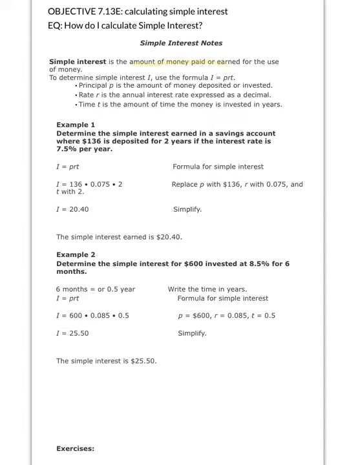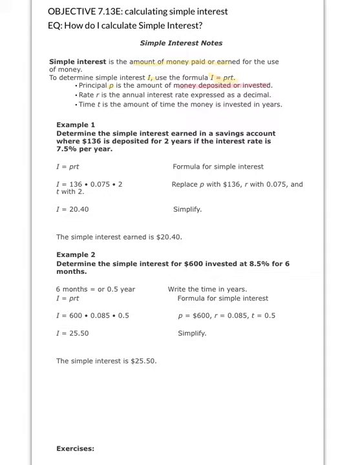To determine the simple interest, that's I, circle or highlight it if you have a highlighter. Use the formula I equals PRT. I equals PRT stands for interest equals principal times rate times time. Principal is the P, and that's the amount of money deposited or invested.